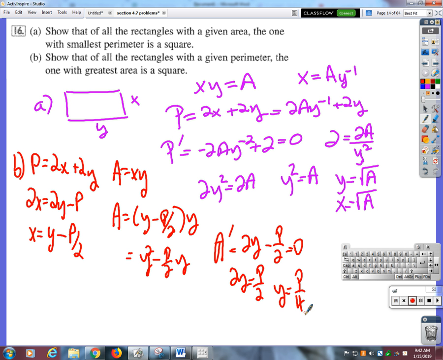And if you take that and plug it into, where did we solve for x? Oh, so if you take that and plug that into where we solved for x over here, then x would equal p over 4 minus p over 2, which is negative p over 4. I don't know why it came out to be negative. It's supposed to just be p over 4. So once again, since the dimensions are the same, that means it's square.